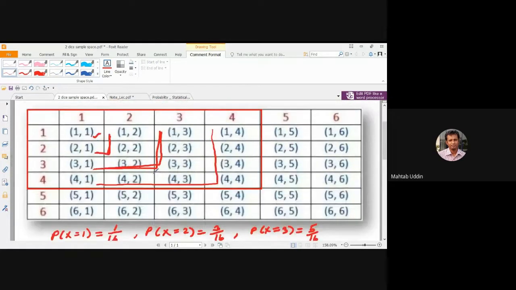Like if I have taken the maximum, but if I take the minimum, I can see 4 is minimum only here, right? 4 is minimum only here. 3 is minimum in 3 cases. 2 is minimum in 5 cases. 1 is minimum in how many cases?